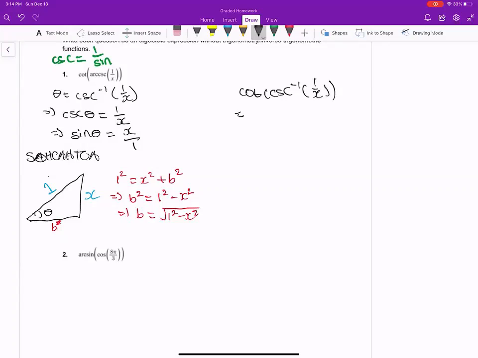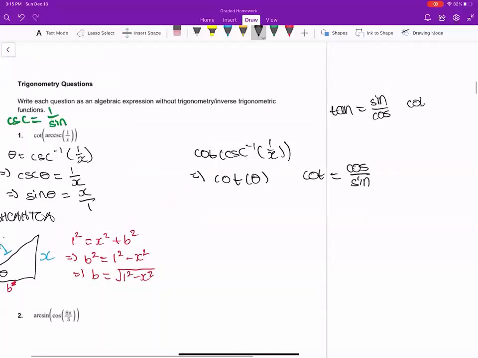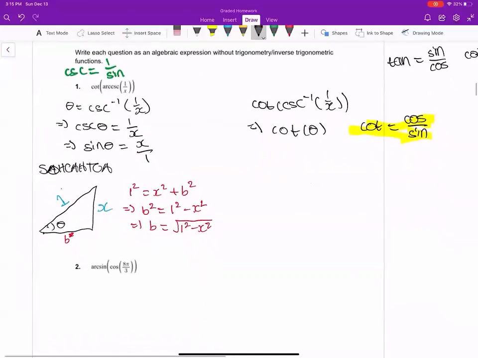This is just theta, so that's the same as cot theta. Let's look at our theta. Remember that cot is cos over sine. If you forget this, just remember your ratios that tan equals sine over cos, and then cot is 1 over tan. So you get this relation. Okay, so now let's compute cos over sine.